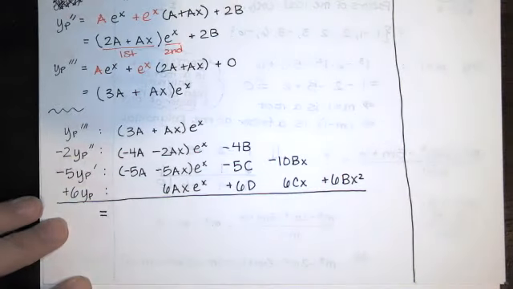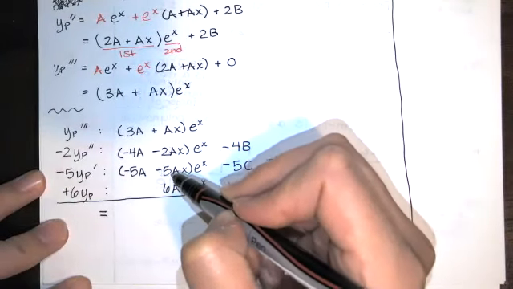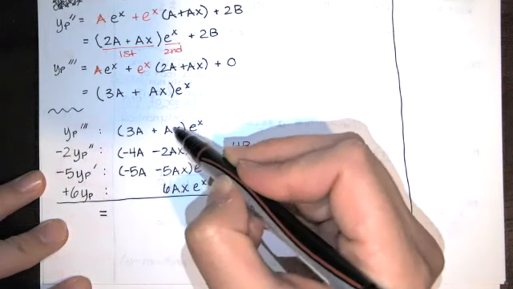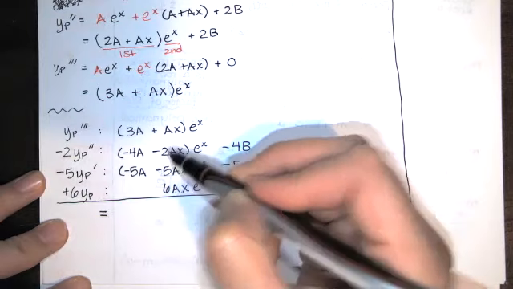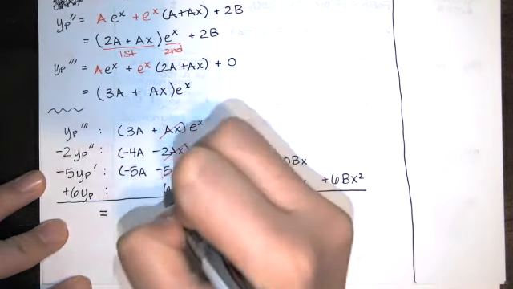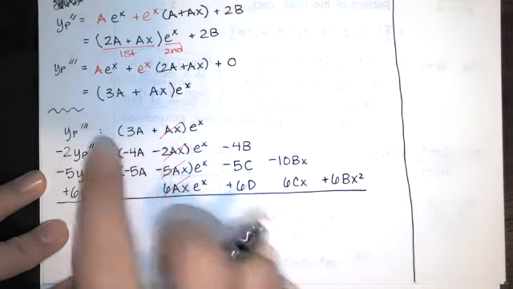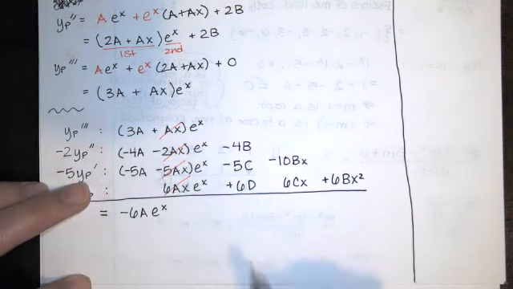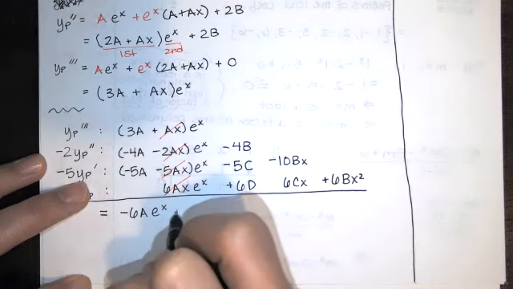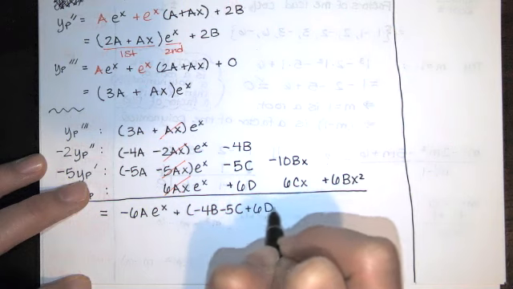When we add all of these together, we end up with 1ax minus 2a minus 5a plus 6a. So this 1a plus 6a is 7a, 7a minus these two together, that's another 7a. Those are going to be 0. And then over here, we end up with a negative 9a plus 3a, so that's negative 6a times e to the x. And then our constant term is negative 4b minus 5b plus 6d.